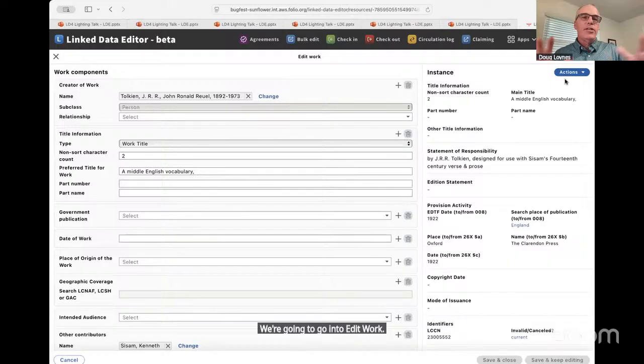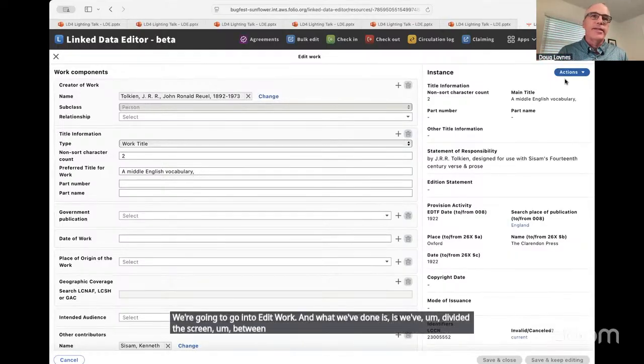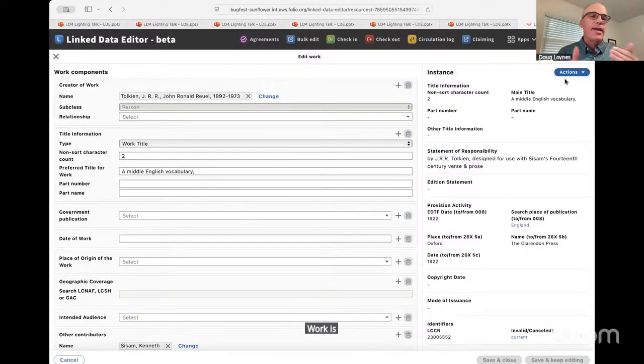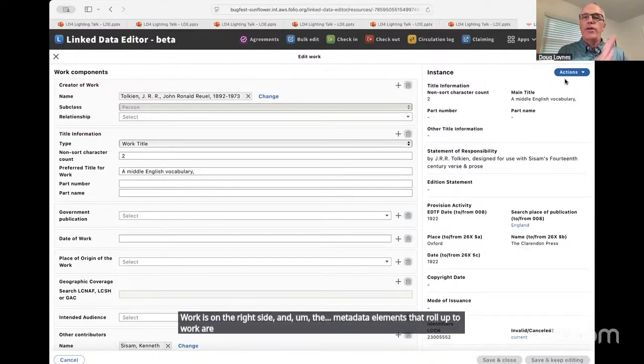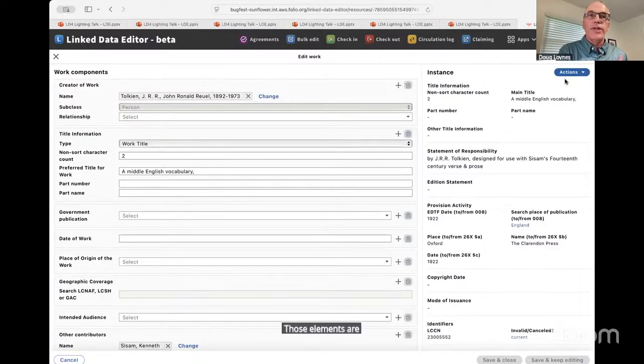And what we've done is we've divided the screen between work and instance. Work is on the right side, and the metadata elements that roll up to work are in edit mode, whereas on the right side instance, those elements are displayed as read-only.